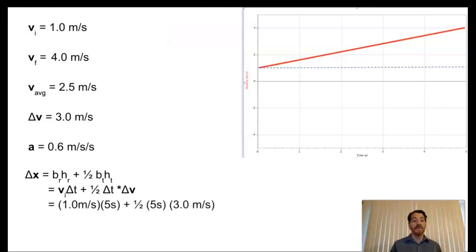I want to put in my numbers. The area of the rectangle is the 1 meter per second times the 5 seconds. 1 meter per second is v initial, and 5 seconds is the time elapsed. And then for the triangle, it's 1/2 times the base of the triangle, 5 seconds, times the height of the triangle, 3 meters per second. And so I get a displacement of 5 meters plus 7.5 meters, which is a total displacement of 12.5 meters for whatever this object was. And that's great.